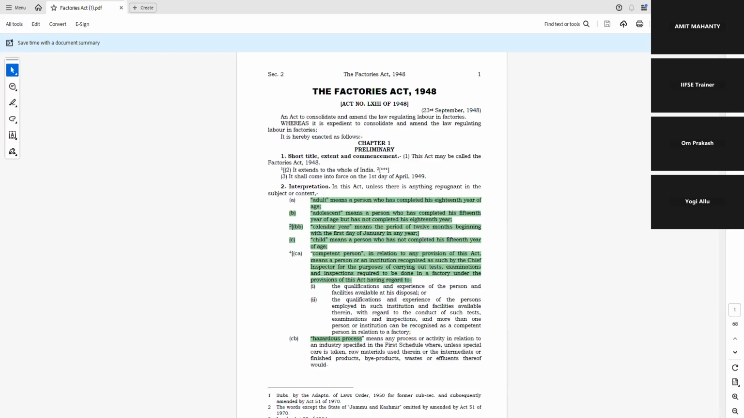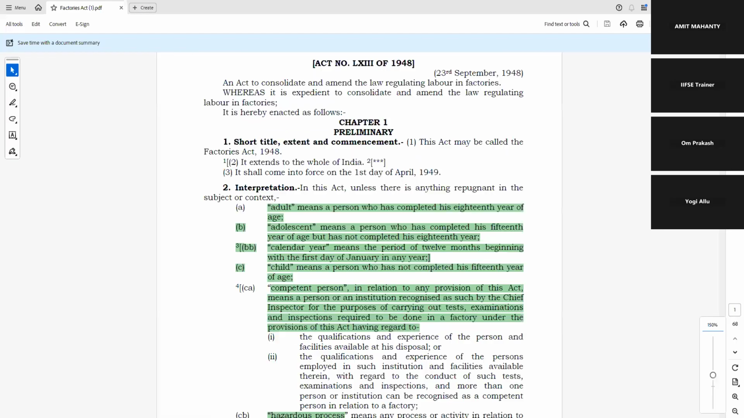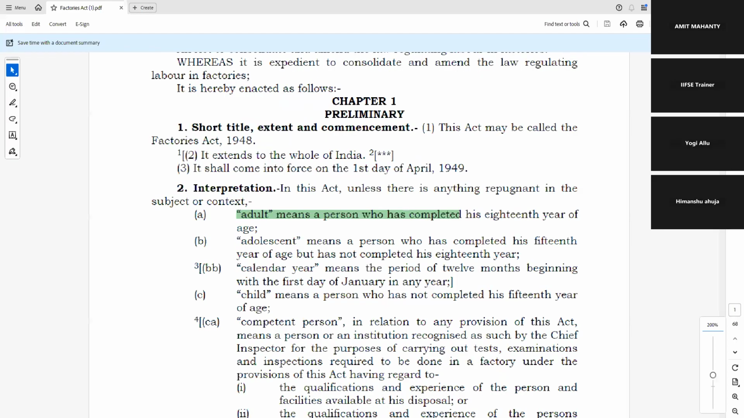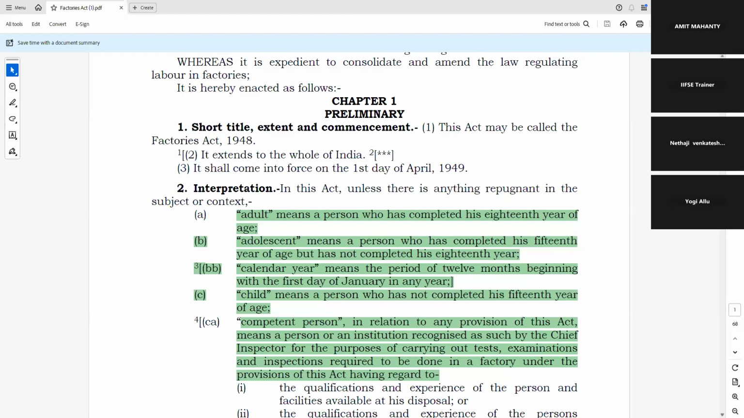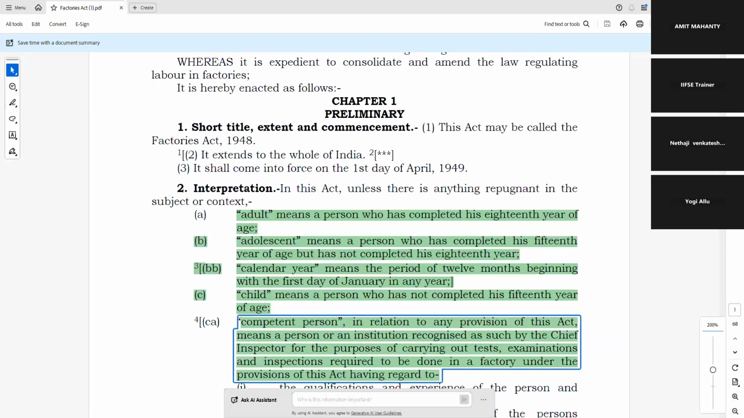Is it fine, or do I need to zoom it a bit? I could see it is a bit lower. Hope now it is fine. Sir, kindly zoom it. Yes, I have done this. Is it fine now? Or do you want me to zoom further? 200 is fine. Yes, 200 is fine.